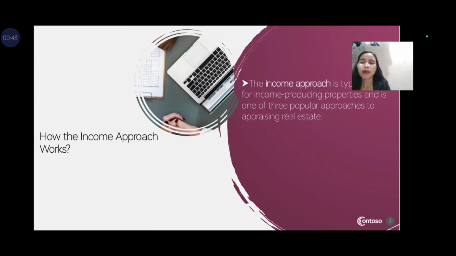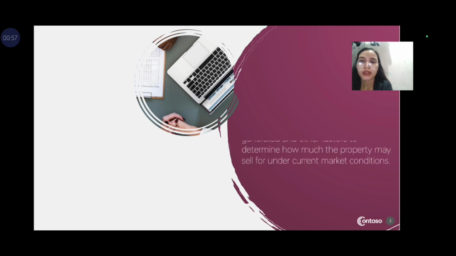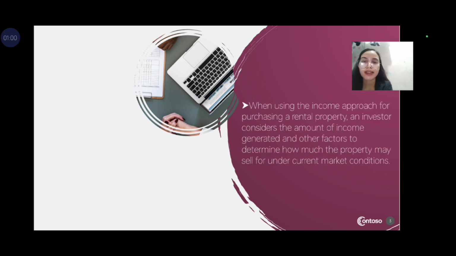The income approach is typically used for income-producing properties and is one of the three popular approaches to appraising real estate. When using the income approach for purchasing a rental property, an investor may consider the amount of income generated and other factors to determine how much the property may sell for under current market conditions. When deciding whether to issue a mortgage to an investor, a lender will of course want to first know the possible risk of payback in order to assess if the investor may benefit from the rental property.